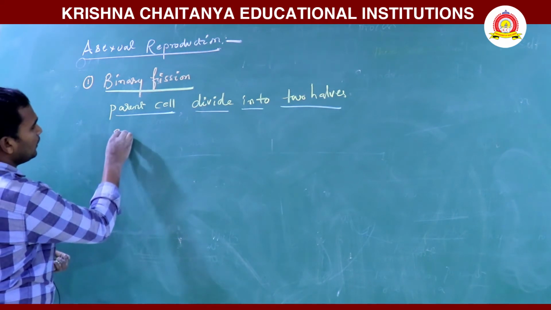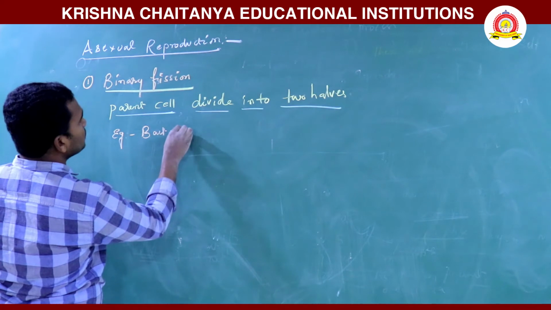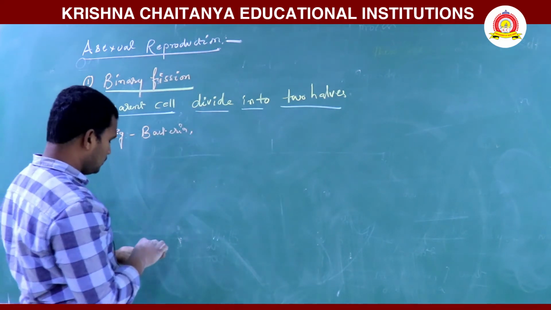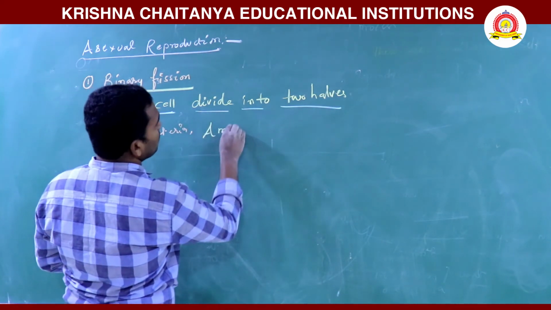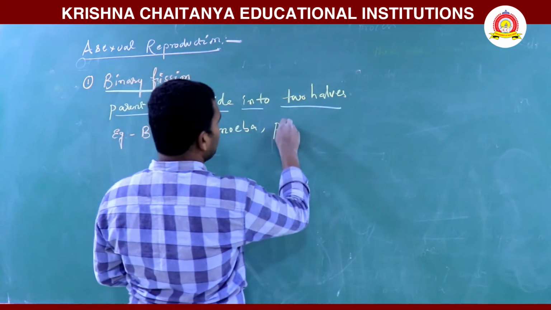Mainly examples are bacteria and amoeba. Next one is paramecium.